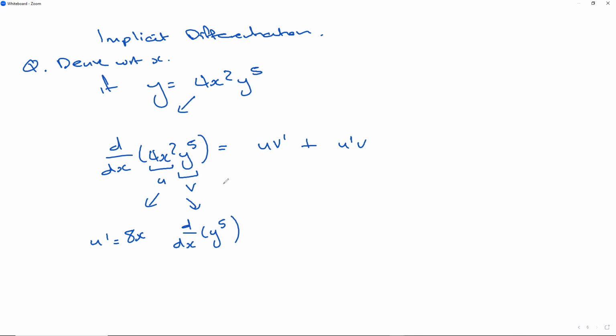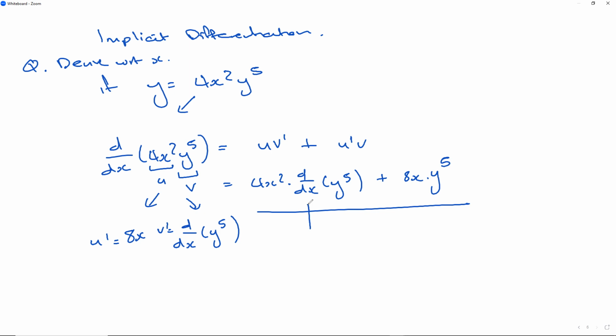And when I substitute that in here, u is going to become 4x squared. V dash is going to become that whole expression d dx y to the power 5. U dash will become 8x. V is y to the power 5. Exactly. So I end up deriving this function and I end up with a derivative in the solution of the answer. And that's the part where we now have to get rid of.